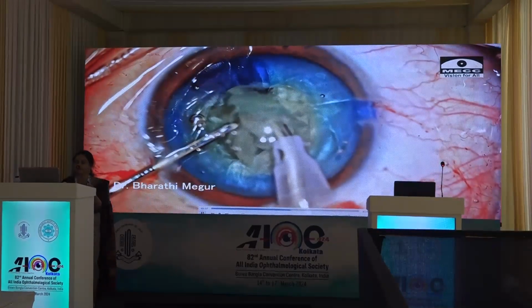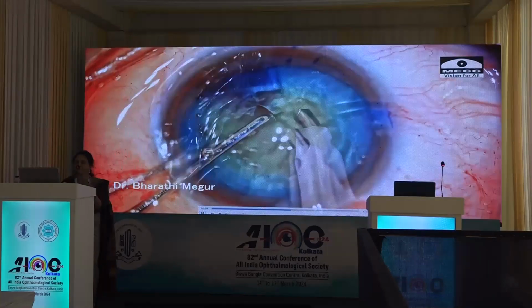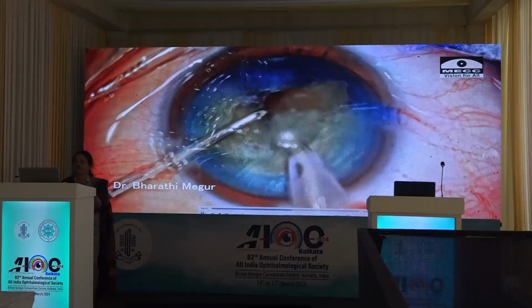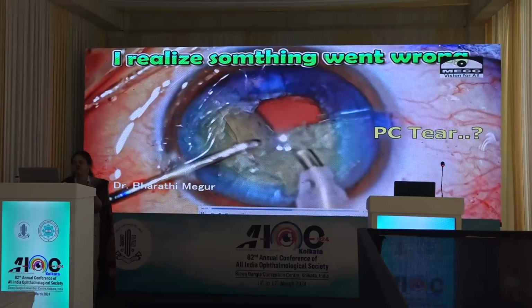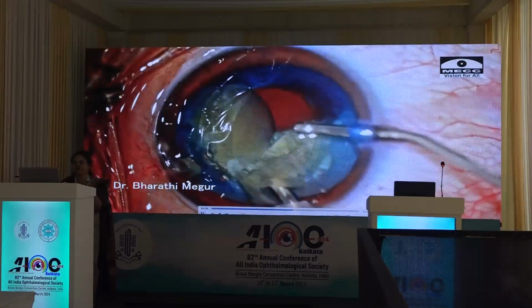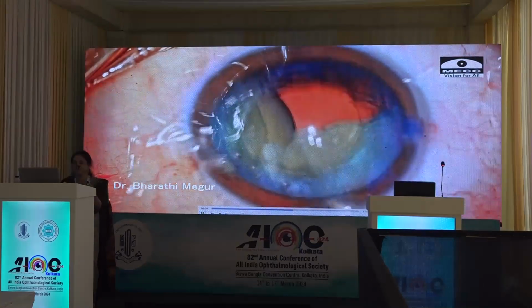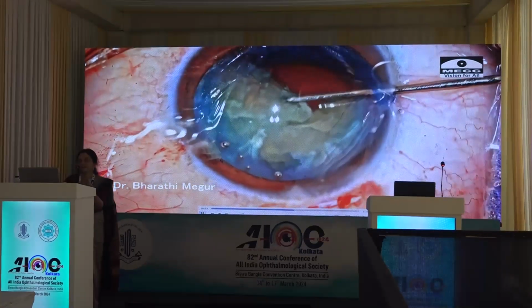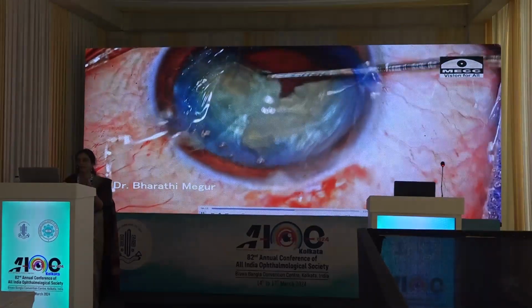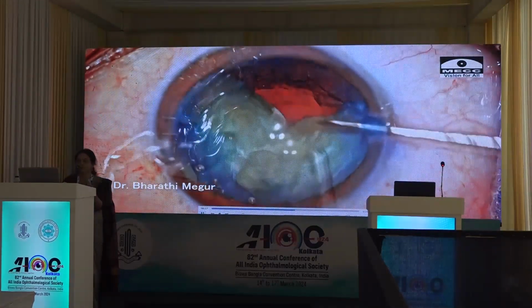Direct chop has been done, and just when the first fragment has been removed, you see that there is a glaring red glow seen, and obviously there is a large PC tear just at the beginning of the nucleus management. The other eye examination had revealed that this is a patient who had posterior polar cataract.